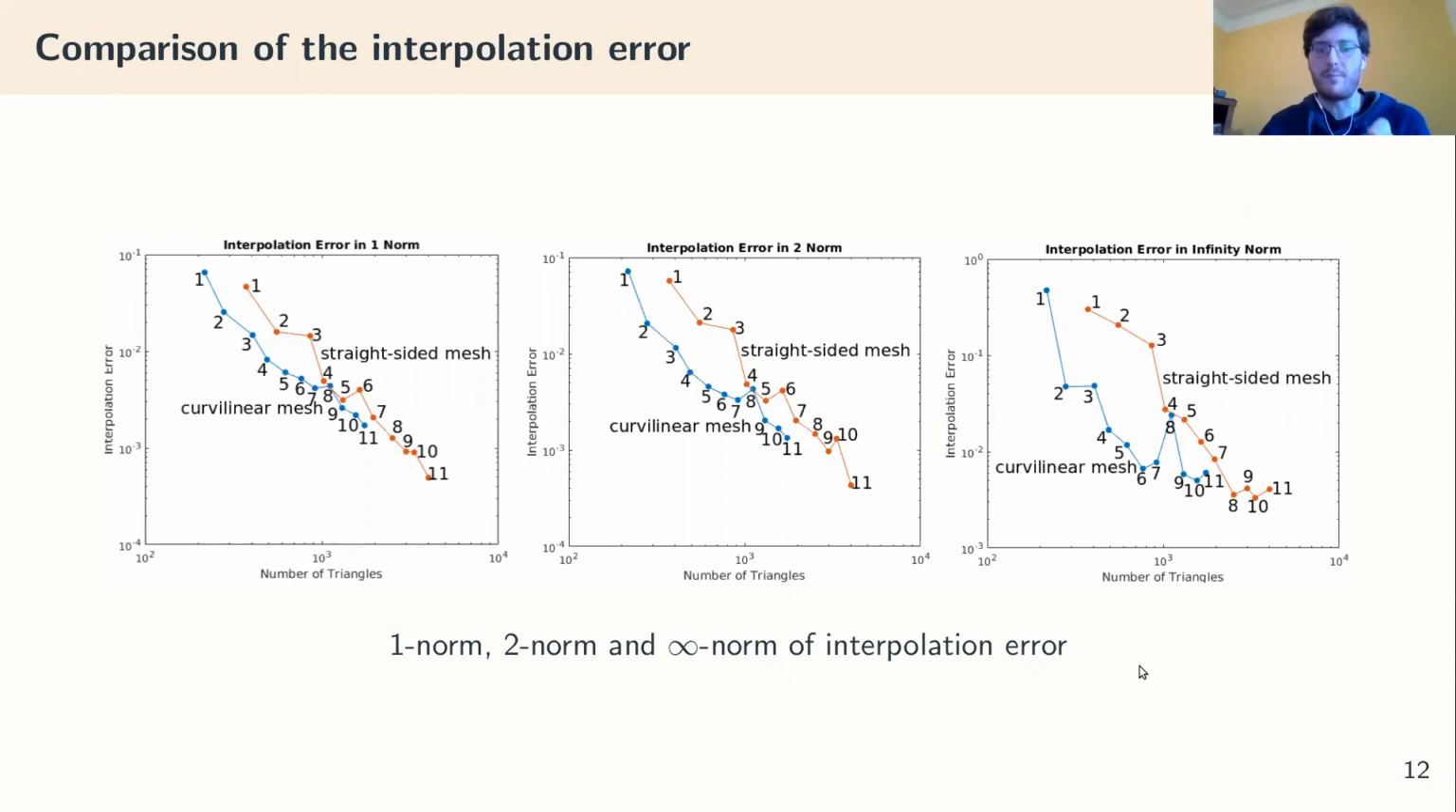the anisotropic meshes start having a comparable interpolation error, and there's no real gain from going curved when you increase the complexity of the mesh.